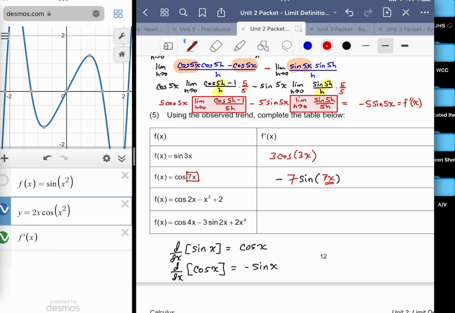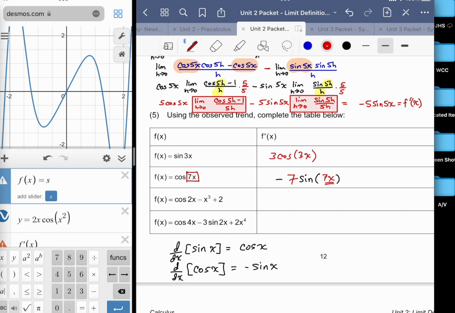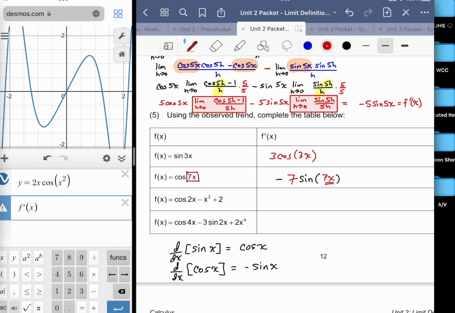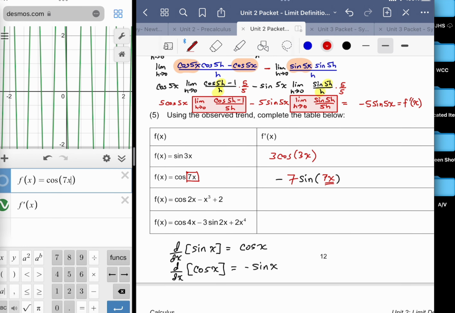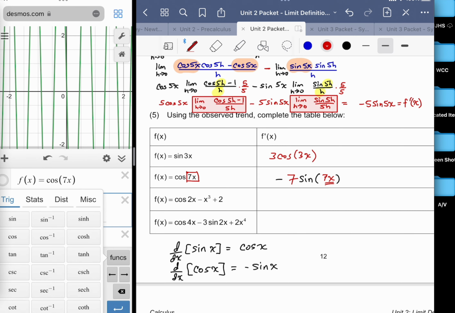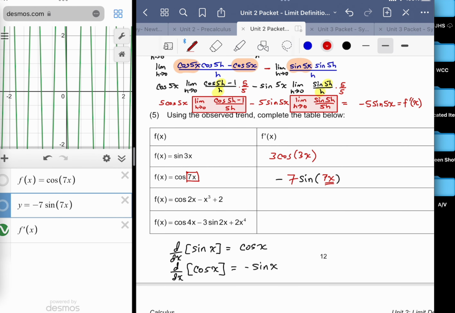So if you're ever in doubt, you Desmos it up and have a look. Cosine, oh, well that got really ugly really quick. Cosine of 7x. I think that derivative is negative 7 sine 7x. It's a messy graph, but they are the same.